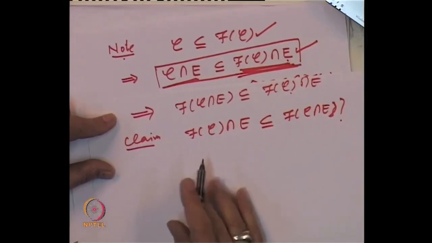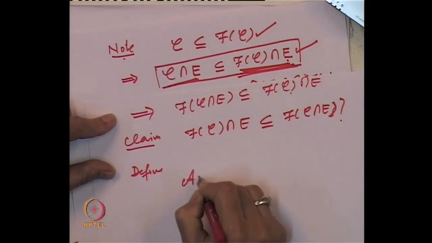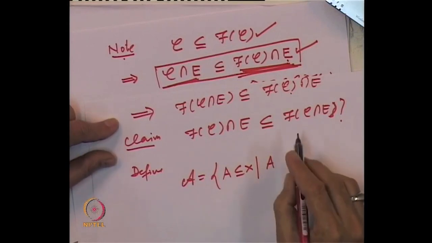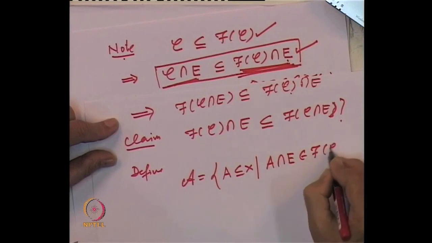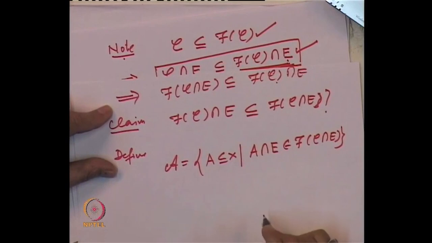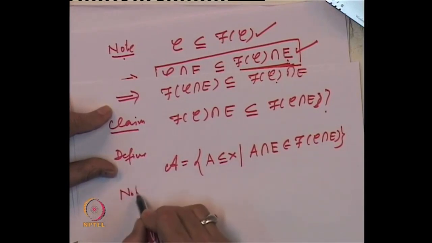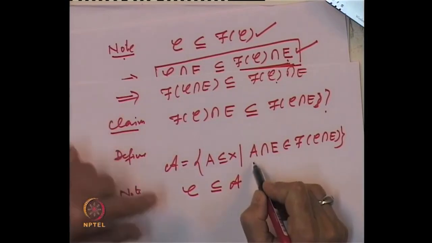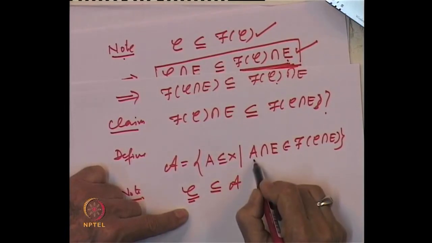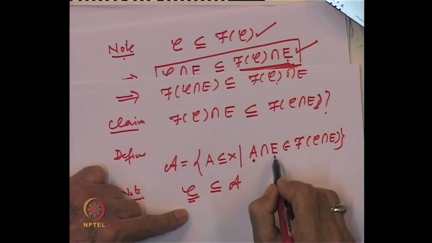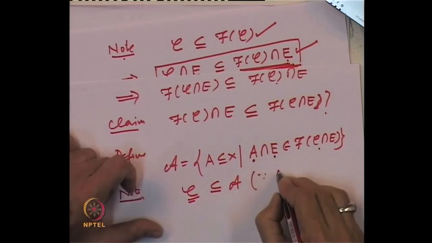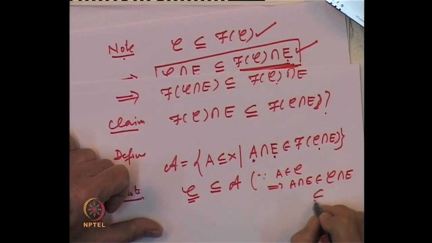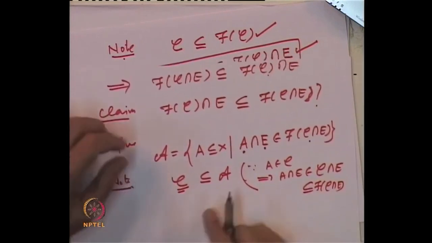To prove this, let us define a collection A to be all sets A contained in X such that A intersection E belongs to the algebra generated by C intersection E. Let us look at this collection A. Note C is contained in A, right? That is obvious, because if I take an element A in C, then A intersection E belongs to C intersection E, which is inside the algebra generated by C intersection E. So, C is inside A.